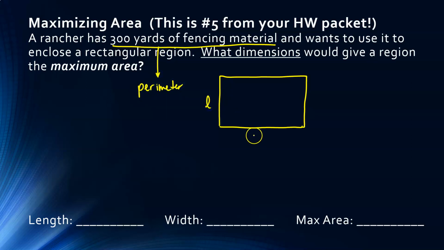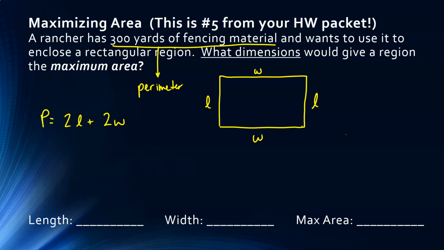Well, remember, we have length and width. So the equation that we would have for our perimeter would be, if we were to add all these sides together, we would have L plus L plus W plus W, or a much better way to write this would be 2L plus 2W. So that's our equation for the perimeter.